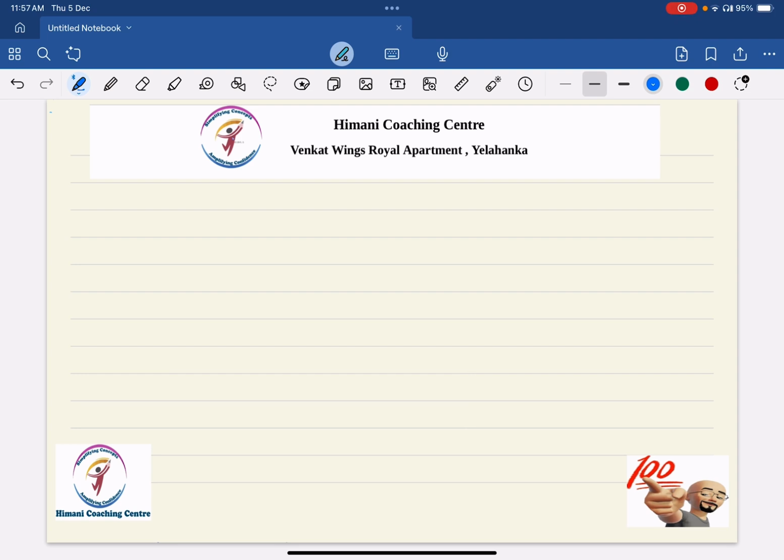Today we are going to do the concept of LCM and HCF for class 4 and 5, and today we will learn how to find LCM and HCF by prime factorization.